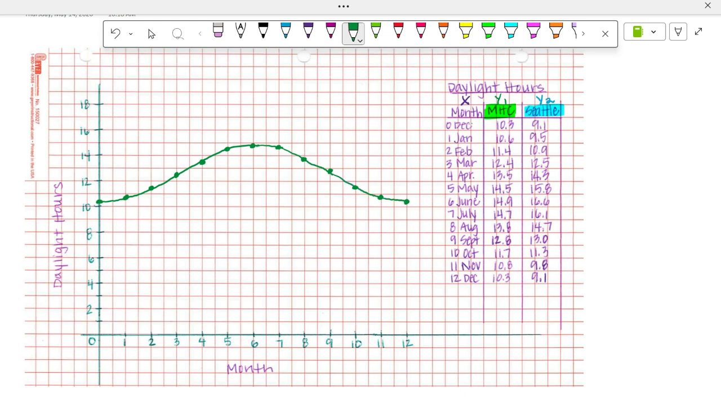So we did Moorhead together. So now I want you guys to do Seattle on your own. So go ahead, take a minute. So this is Moorhead City. I recommend doing it in a different color and graphing Seattle on your own.